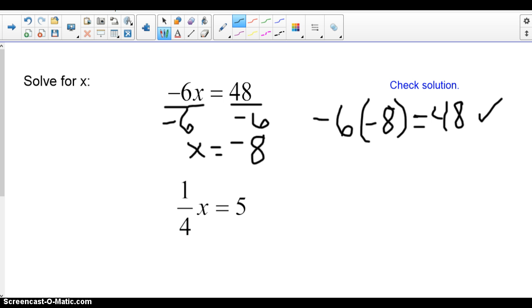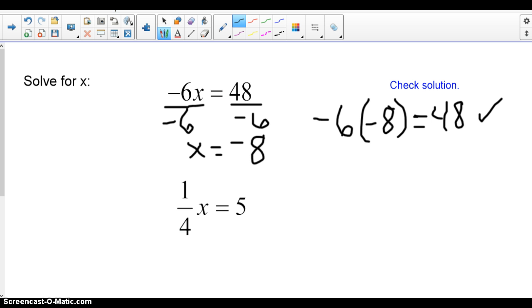Our next problem, we have 1/4 times x equal to 5. Or another way to think of it, instead of 1/4, is 1 divided by 4 times x is equal to 5. 1 divided by 4 being a division problem itself, the opposite operation of that is to actually multiply by 4. Or you can think of it as we're multiplying by 1/4, and you could do the opposite of that, which is to multiply by its reciprocal, which is 4 over 1. So however you want to think about it, whatever is easiest for you.